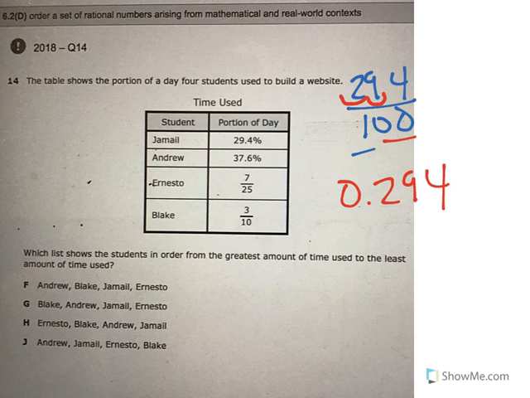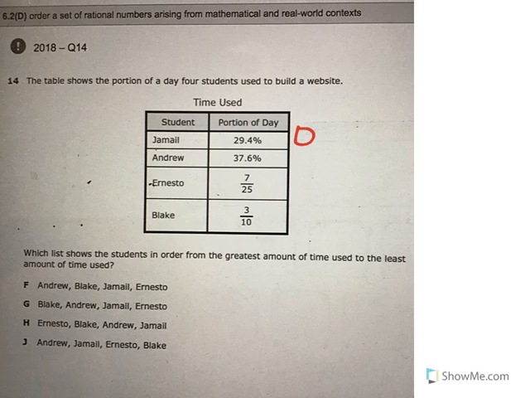And the easy way to remember this: dividing by 1, the number's not going to change. But then I have 2 zeros, and that's just moving the place value 2 times to the left, so that gives you 0.29. I'm going to erase this and write it over here: 0.294. Now we're going to do 37.6%, 37 and 6/10, divided by 100, and that's going to give you 0.376.